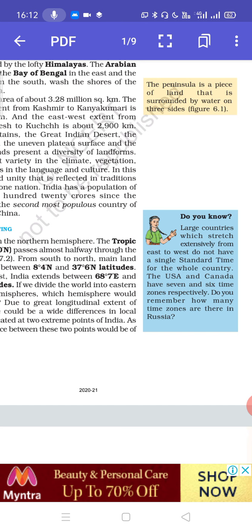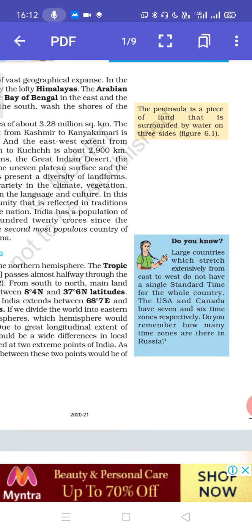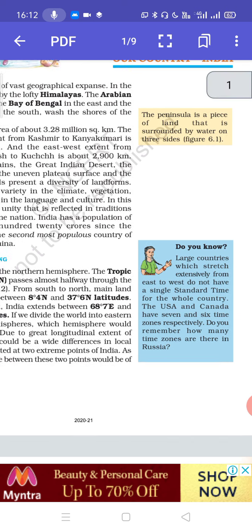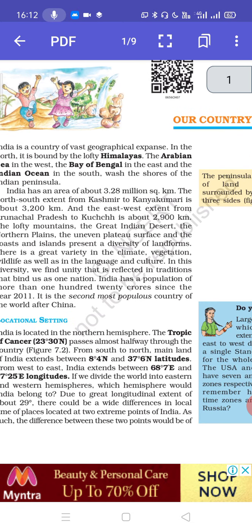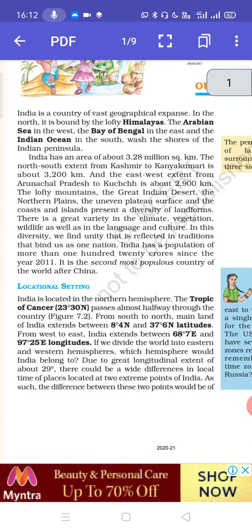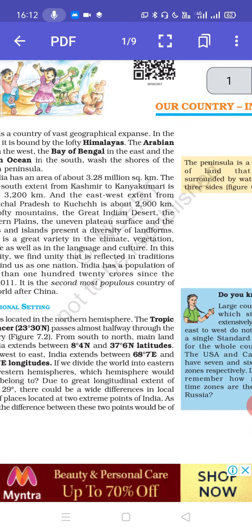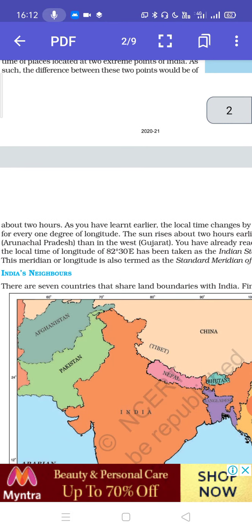The peninsula is a piece of land that is surrounded by water on 3 sides. So, a place which is surrounded by water from 3 sides is known as a peninsula. So, obviously, India is a peninsula. It is surrounded by water from the 3 sides.